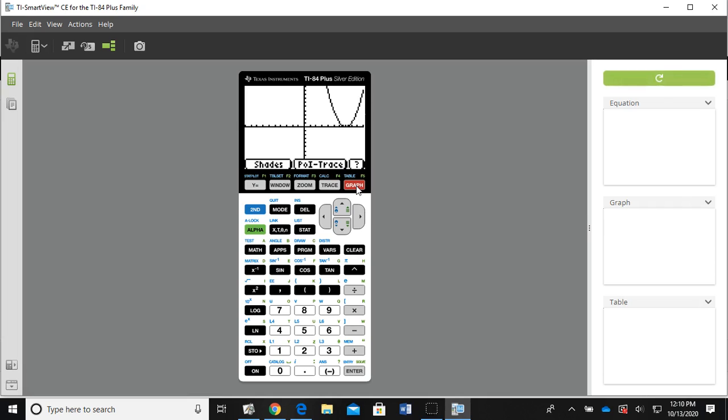How do you know if there's 2 or 1? She said, how do you know how many answers you have? How many times does it cross what? The x-axis. Okay? If it crosses twice, you have how many answers? 2. If it crosses once, you have 1. If it doesn't cross, you don't have any.